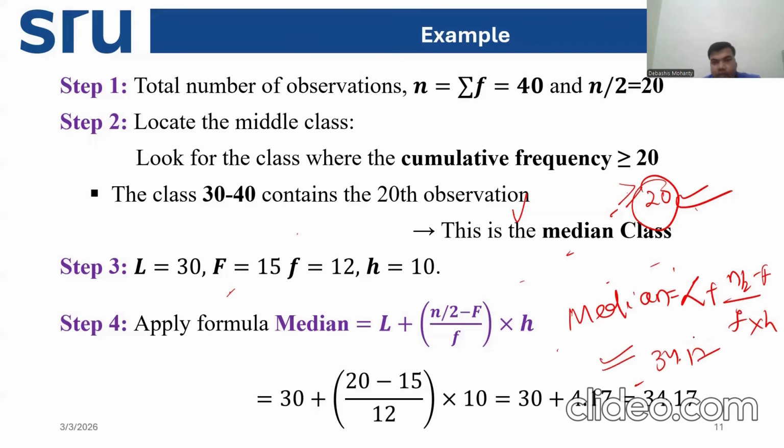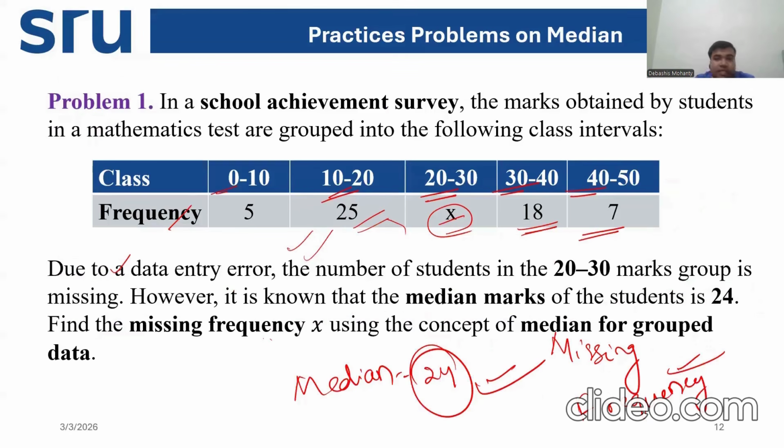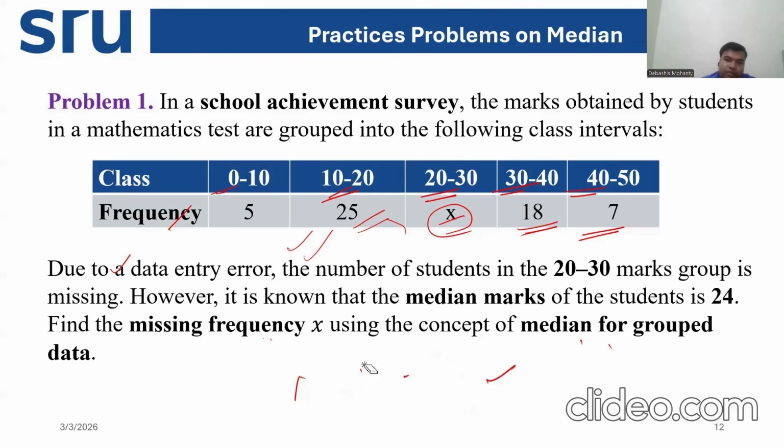So students, in this way, easily we can calculate the median of grouped data. But if a frequency is missing and the median is given, how can we calculate the missing frequency? That is a point of discussion, because so many questions will come on this. What we need to do is choose the median class first, because the median is given in the question. What will be the median class? It is 20 to 30, as the group is missing. So the median class is 20 to 30.